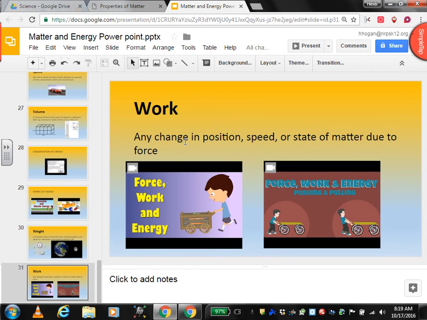And work is any change in position, speed, or state of matter due to a force. So this is a video about force, work, and energy, and so is this. So there are 2 little videos to explain that, because we said a force pushes or pulls against an object, so the work is what is doing that. The work is creating that force, it's creating energy. So these videos explain that as well. And that's our unit in a nutshell.